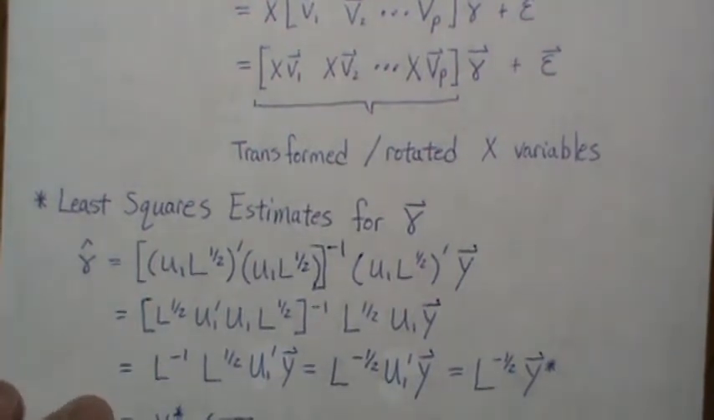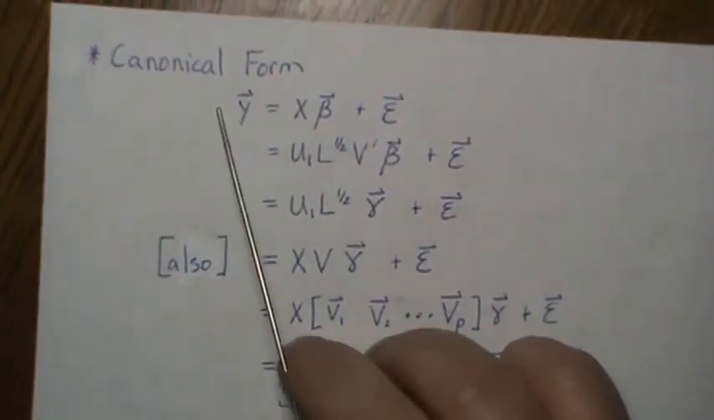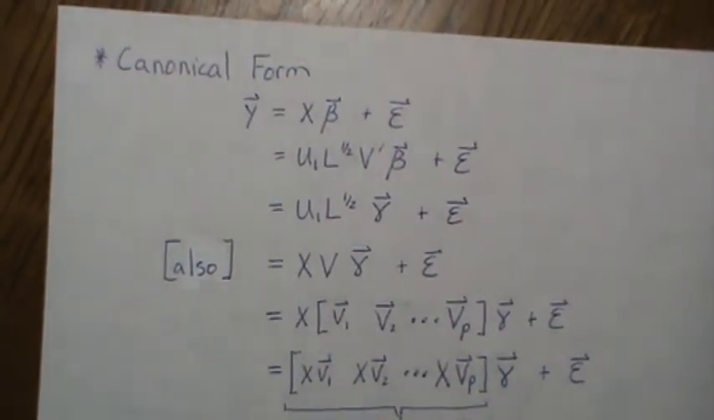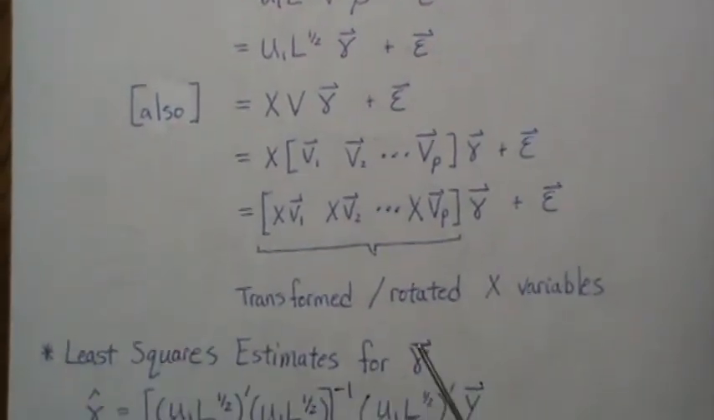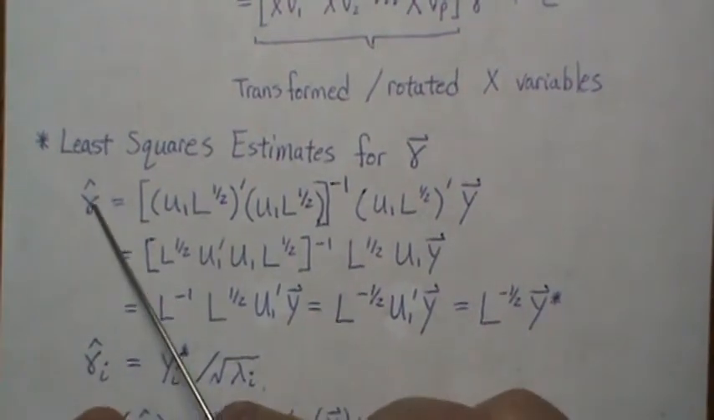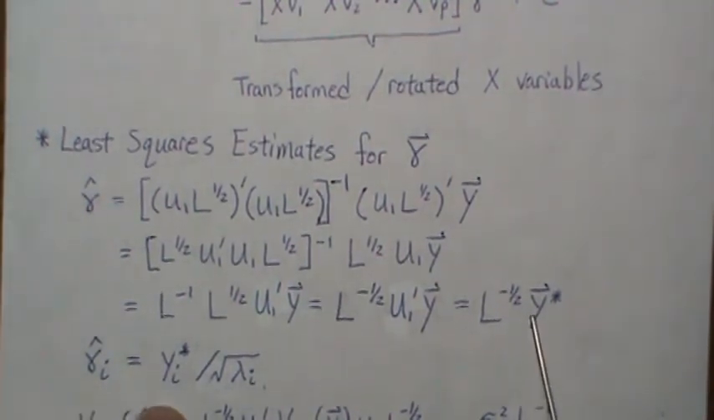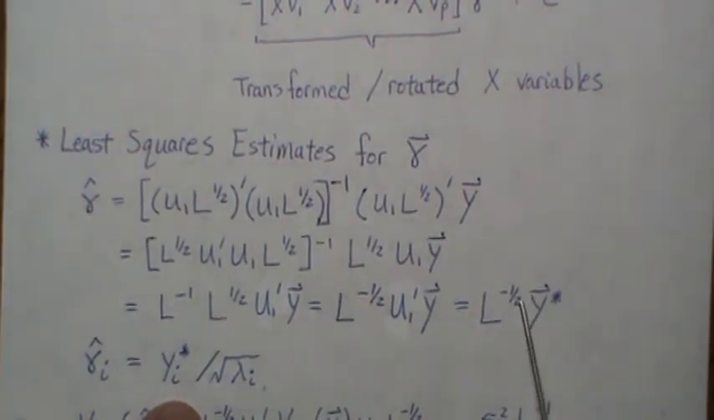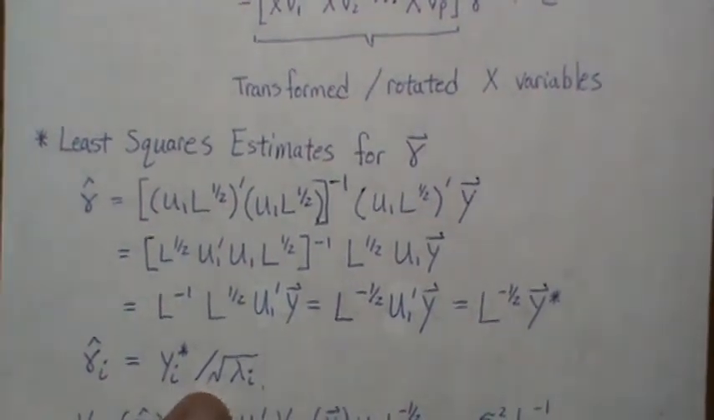And actually, that's another form to write in the matrix in what's called canonical form, is you start pre-multiplying by stuff, either U1 or U1 transpose, but we're not going to jump into that. So we get this. Now, if we just look at one of those, say gamma i hat, that means we need the ith element of this vector, which is yi star divided by the square root of the eigenvalue.